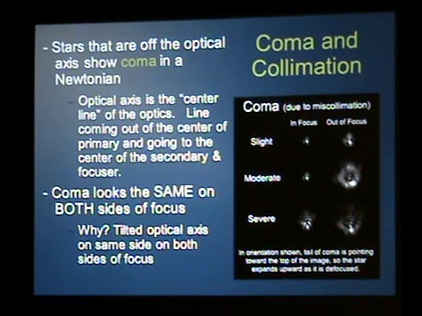So one way to distinguish coma is that it's going to look just pretty much the same on both sides of focus. There may be other aberrations stacked on top. So if you see this characteristic shape on both sides of focus, you can be pretty sure that it's distortion caused by coma. And the reason is, if the optical axis is tilted a little bit off, on both sides of focus, it's tilted the same way. So you see the same type of distortion.